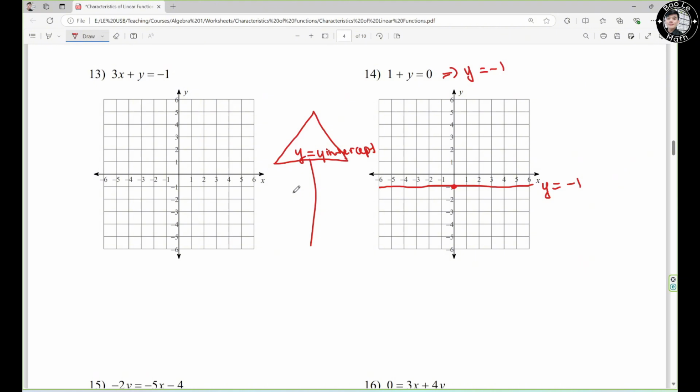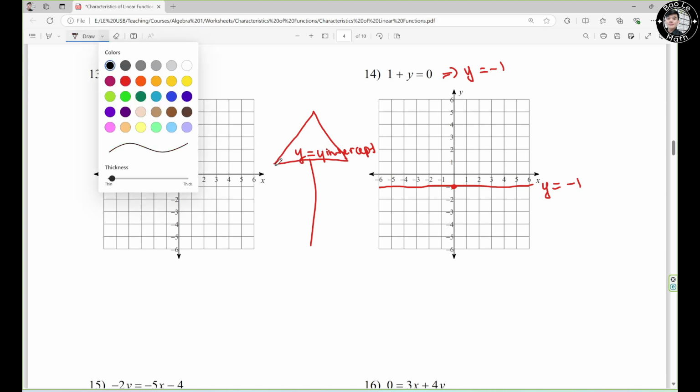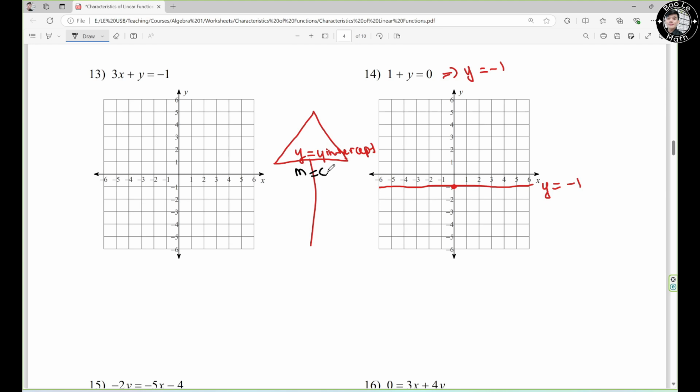Okay, now we need to find the slope of this one, right? So the slope of this one, if you see the horizontal line, the slope should be equal to 0. Okay, now how do we know it? We just pick 2 points on the line, right? I pick this guy and this guy, right? So I have y value right here, -1. Y value right here is still -1, right? But x value right here is going to be 2. X value right here is going to be 0, right? So I call this y2, y1. This is x1. This is x2.